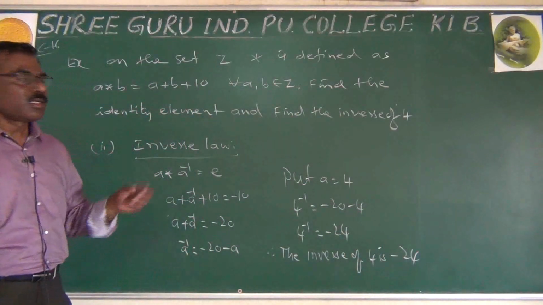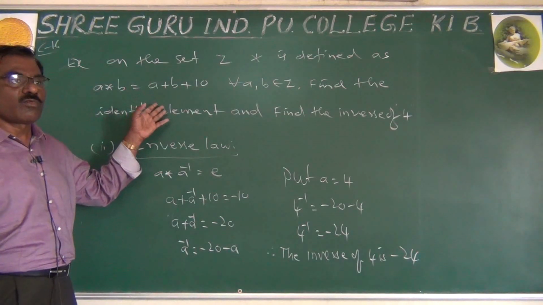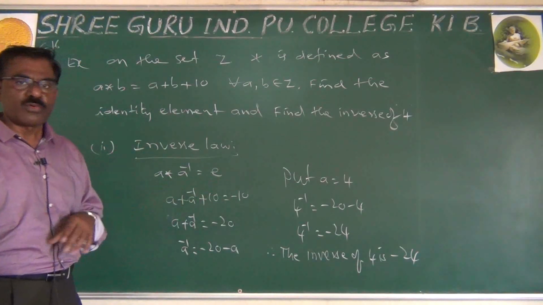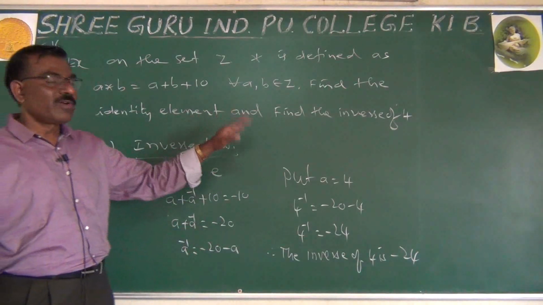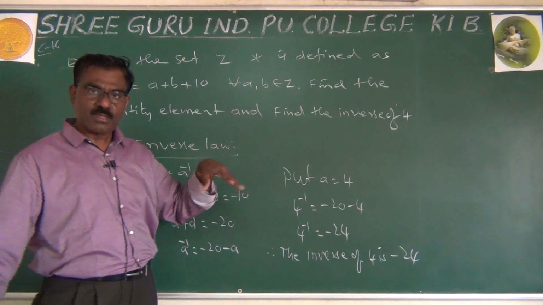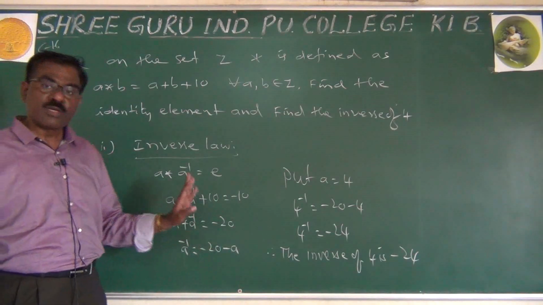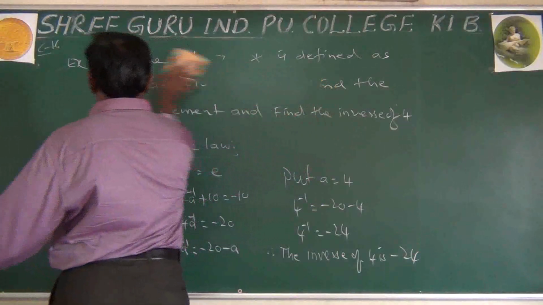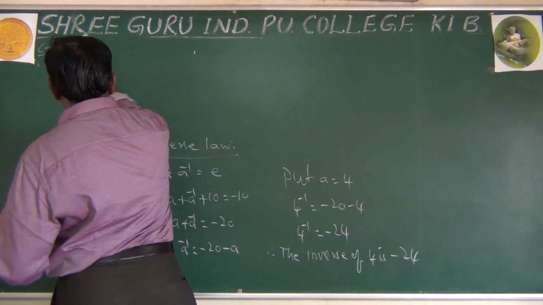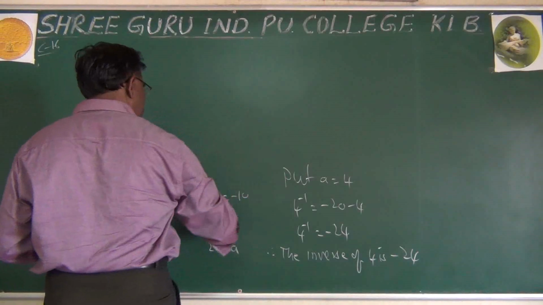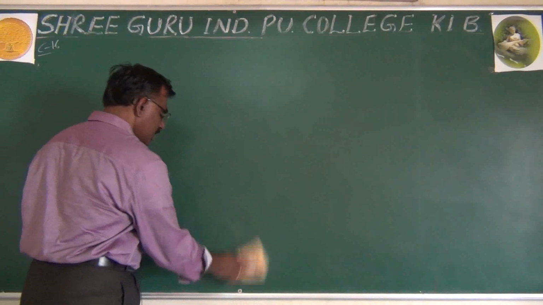In this problem, what is the inverse of 4? The answer is minus 24. If no number is given and you only need to find the inverse, then A inverse is minus 20 minus A. This is an important problem. So now you know how to solve commutative, associative, identity, and inverse problems.